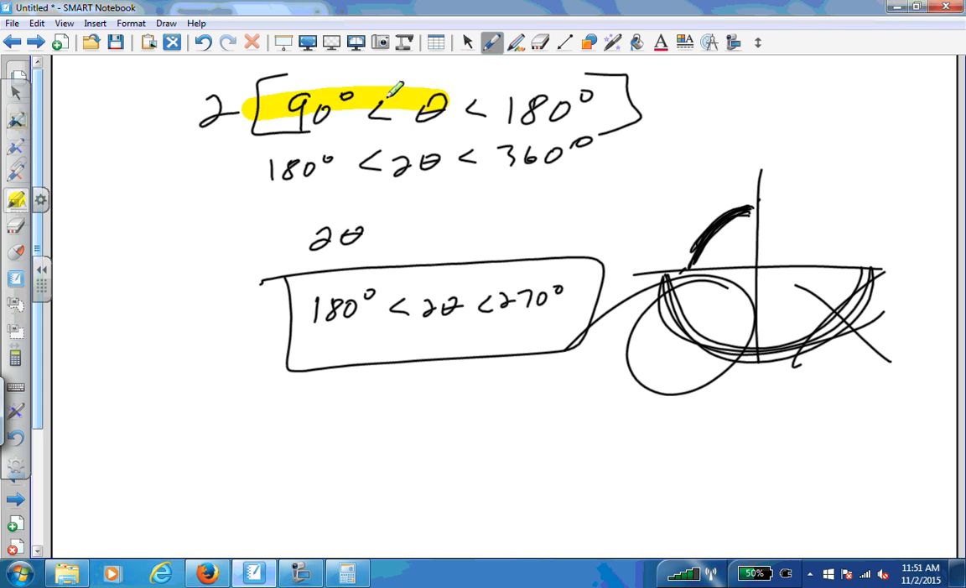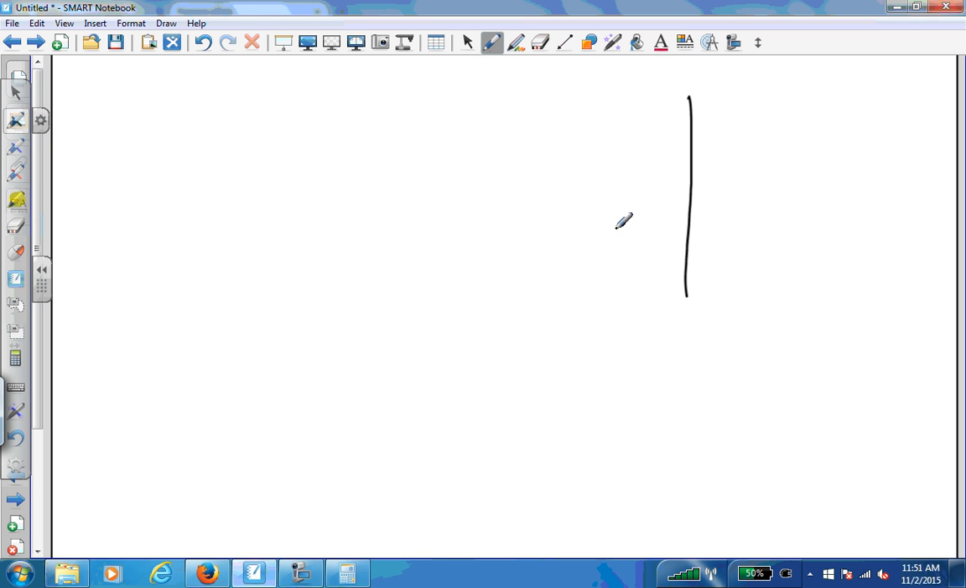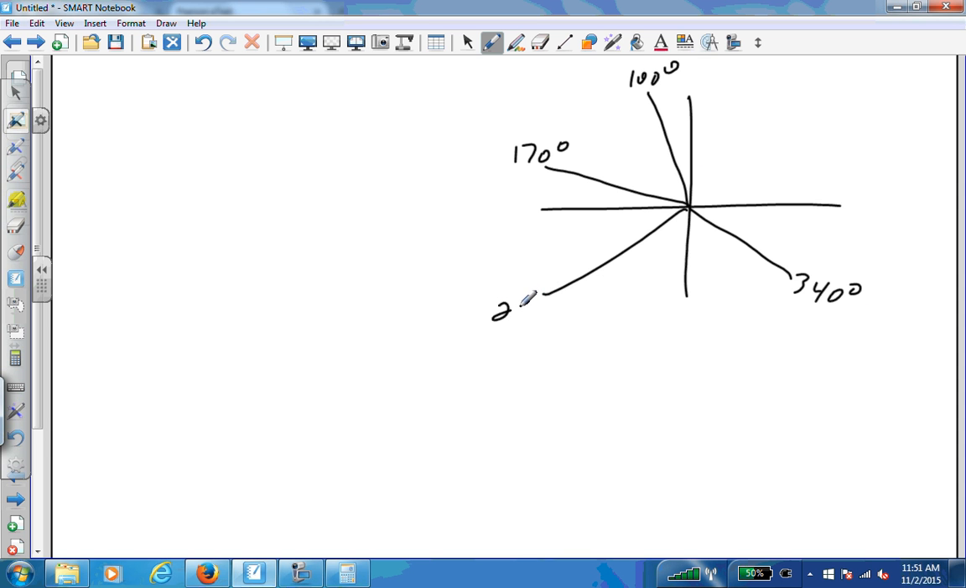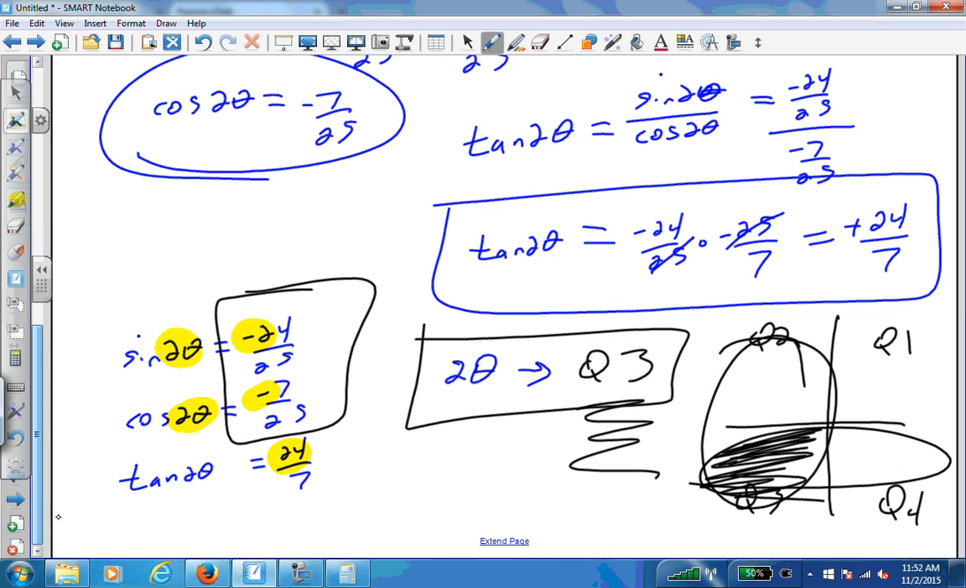But just with what we were originally told, what quadrant theta was in, we could have gotten an answer in either one of those quadrants, depending on what our angle was. So if our angle was 170, when we doubled that, we would have gotten an angle in the 4th quadrant. If our angle was 100, when we doubled that, we'd have gotten an angle in the 3rd quadrant. So not knowing our angle, when we doubled it, we were going to get something in one of those quadrants. But once we found that out, that helped us narrow down which of those 2 it is. So it was in the 3rd.